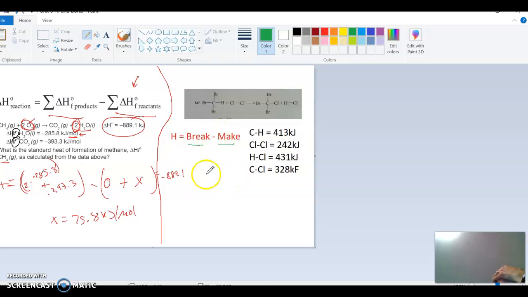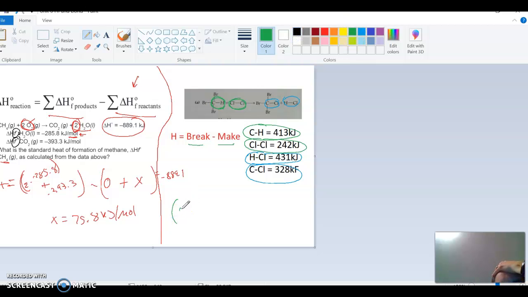Okay, so let's use our numbers. If you look at the equation above, I am going to break this CH bond right here, this one. I'm also going to break the CCl bond, this one right here. That's how much it'll cost me to break those two. And then I'm going to make a CCl, and I'm going to make an HCl. So I'm going to do that math. Break minus the make.